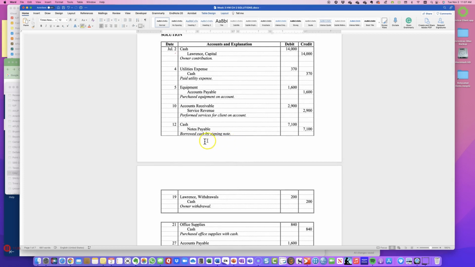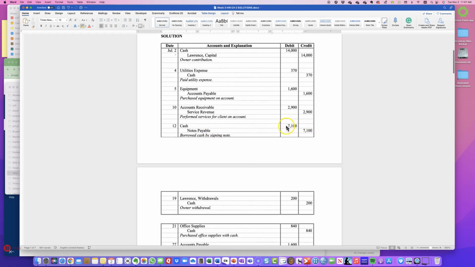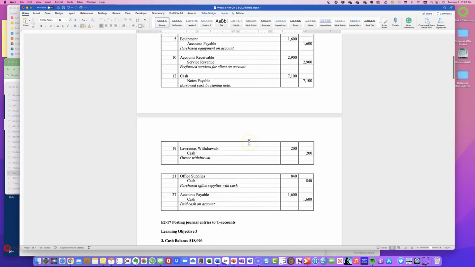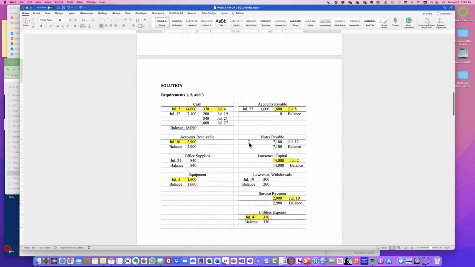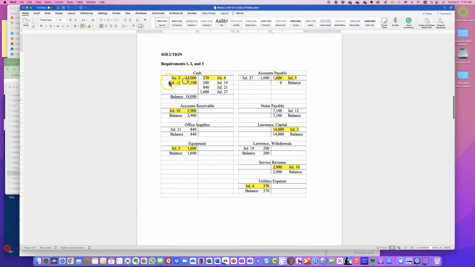So now moving on to the 12th, we have that cash is debited. So we borrowed, we took out a notes payable. So we got $7,100 for cash. So that's debited, and we're going to credit the liability of notes payable. Then we move down to our T accounts here. And we see our debit of cash for $7,100 on July 12th. And here is our notes payable, $7,100 as well. So the debits and the credits.